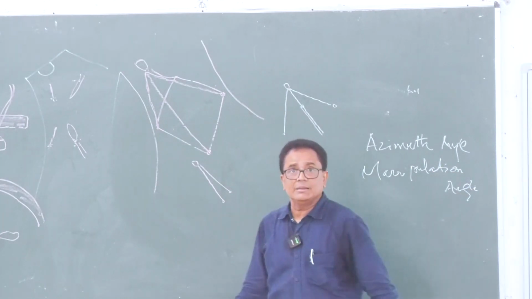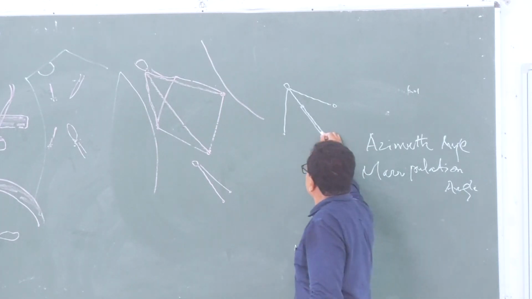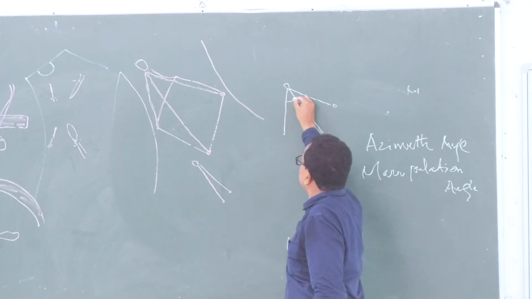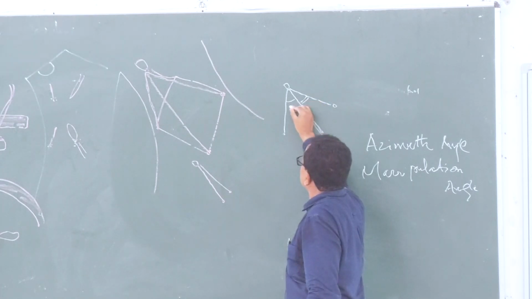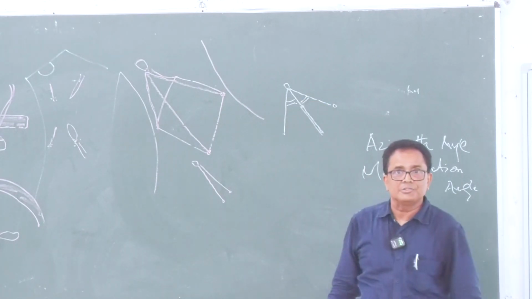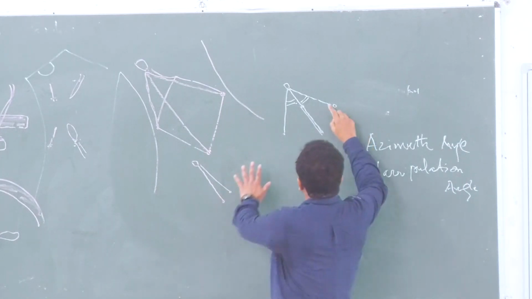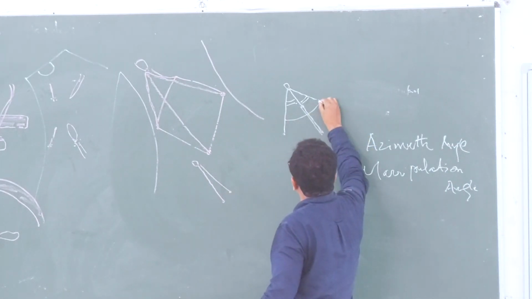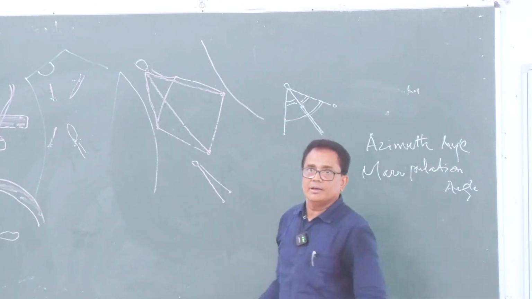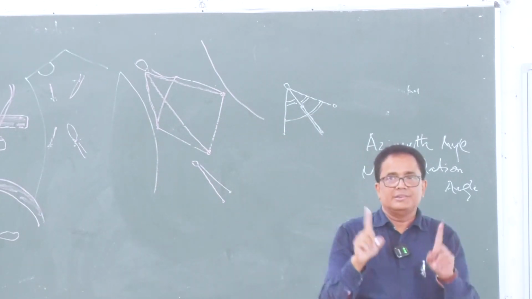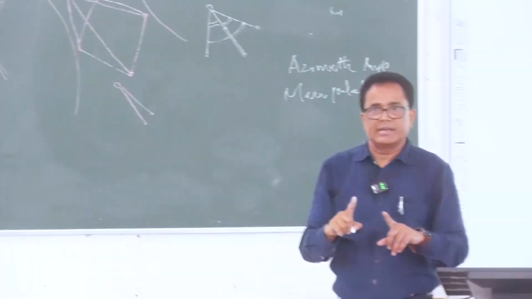What is the azimuth angle? It means the angle between the camera and each instrument. So this is the azimuth angle. And what is the manipulation angle? The angle between two instruments. That is basically the addition of both the azimuth angles.